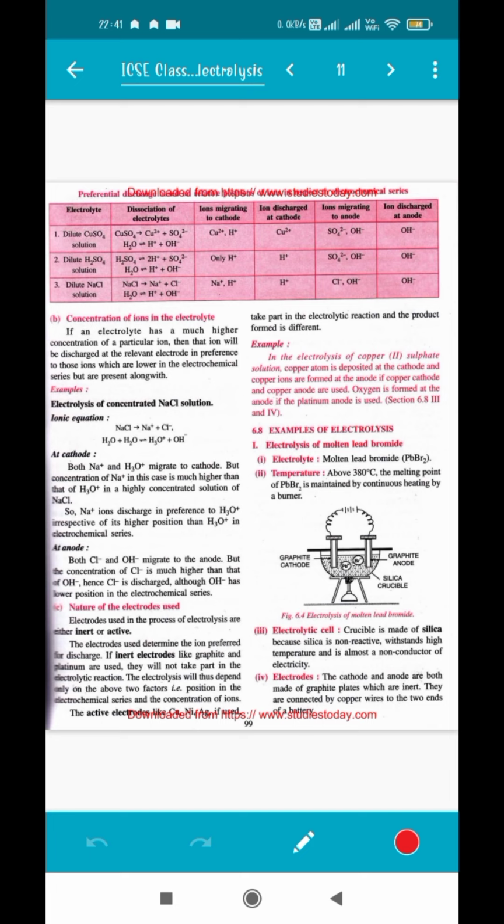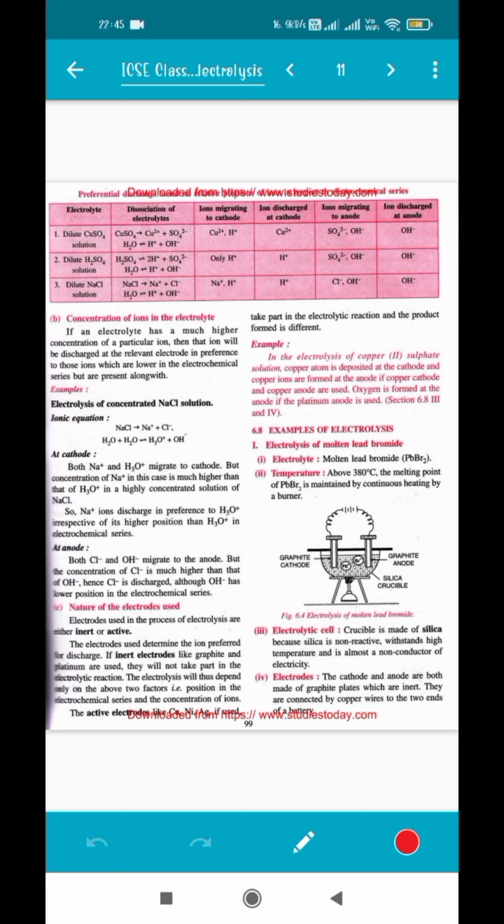So if we consider that sulfate ions are present and OH minus ions, hydroxide ions, are present, sulfate ions will find it difficult to get discharged at the anode, obviously, because it is located in the top part of the electrochemical series. But if sulfate ions are present in a large amount compared to hydroxide ions, it will be the sulfate ions which will get discharged. So depending upon the amount of ions which is present, that is also a very important factor in determining which ion will go first to which electrode.